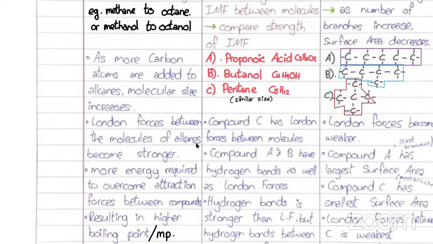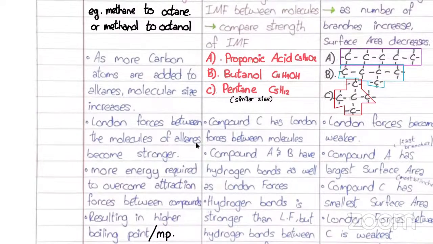Methane to octane. Okay. So we are dealing with alkanes only, because methane to octane. We are starting off with one carbon in an alkane, and moving on all the way to 8 carbons, which is octane. Okay. Now, let's read it.